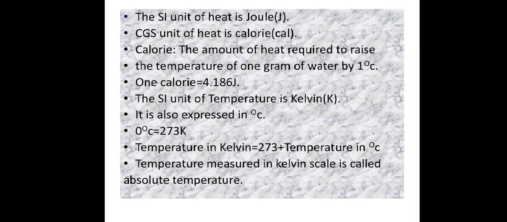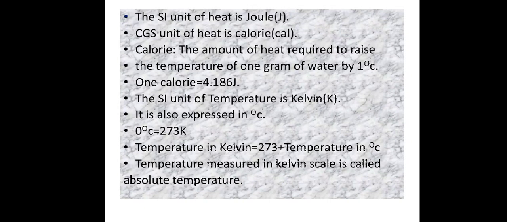Now the SI unit of heat is joule. It is denoted by J. The CGS unit of heat is calorie. It is denoted by Cal. The amount of heat required to raise the temperature of 1 gram of water by 1 degree Celsius is called a calorie. And the relation between calorie and joule is 1 calorie is equal to 4.186 joules, or you can write 1 calorie is equal to 4.2 joules.